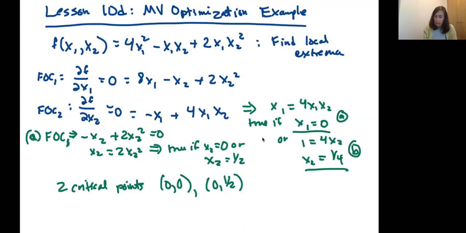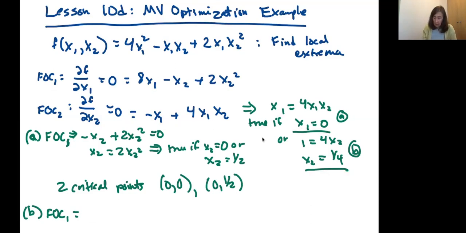And then let me see if I have space to put in my case B here. If x2 equals 1/4, putting that into FOC1, I get 1/4 times 8... Oh, except it's x2 equals 1/4. Let me just draw your attention to that. The two ways that this could be true, one told us a value for x1, the other told us a value for x2. So let's be careful about that.